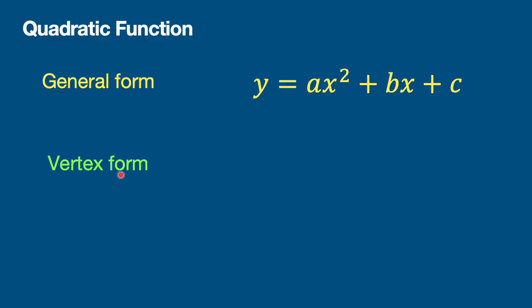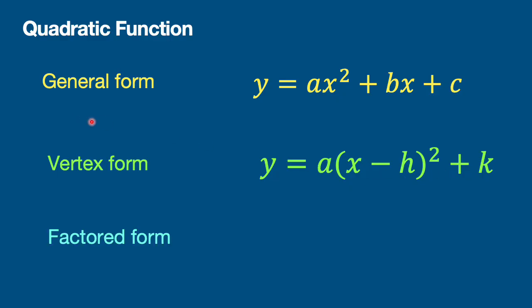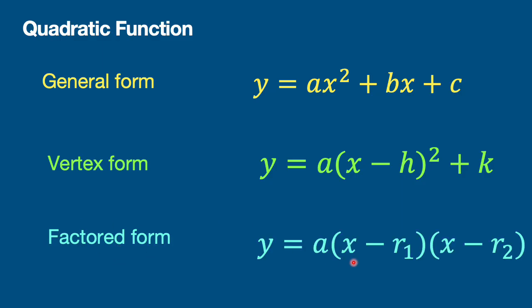vertex form. Vertex form is y equals a times (x minus h) squared plus k. They represent the vertex, h and k. We're going to talk about it later. Third one is factor form: y equals a, where a is the leading coefficient, times (x minus r1) times (x minus r2).